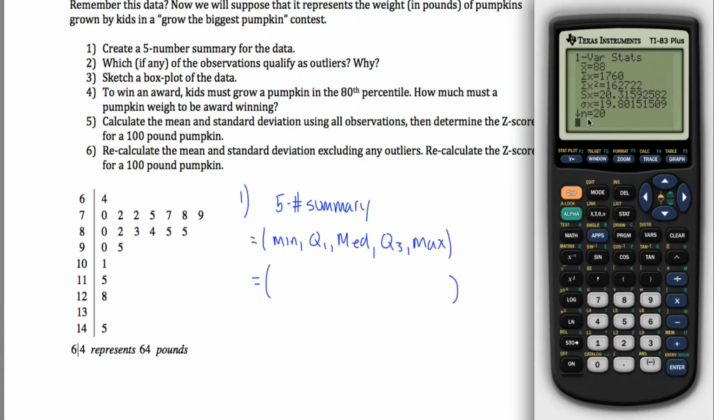You don't see any of these here. And that's because these are the last 5 things listed in this output. You have to scroll down. That's what this little arrow indicates, that there's more stuff down here. Scroll down, and they appear.